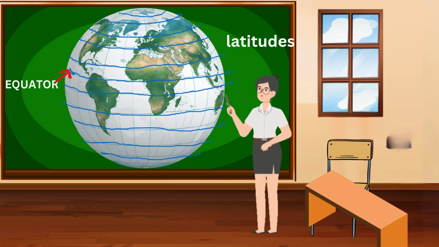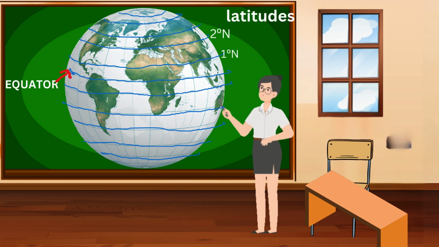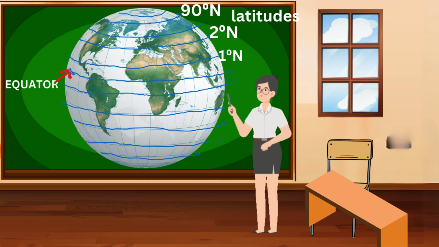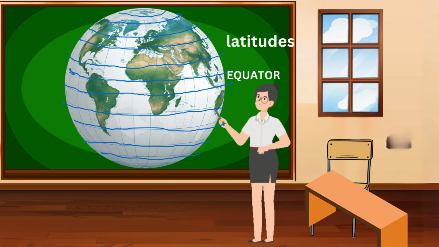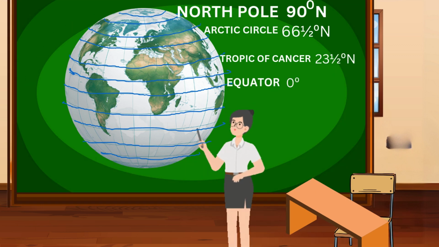The latitudes are measured in degrees. At the top of the equator, the latitudes are measured as 1 degree north, 2 degrees north, and so on until 90 degrees north. At the bottom of the equator, the latitudes are measured as 1 degree south, 2 degrees south, and so on until 90 degrees south. The equator is an important latitude which is measured at 0 degrees.